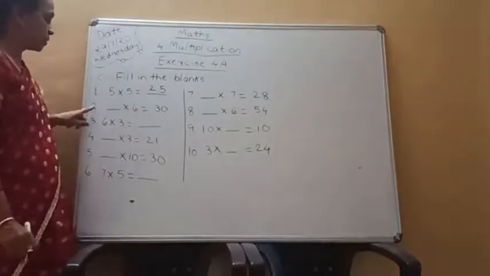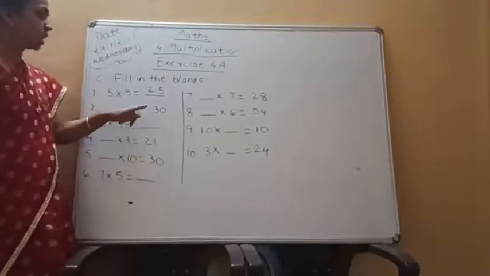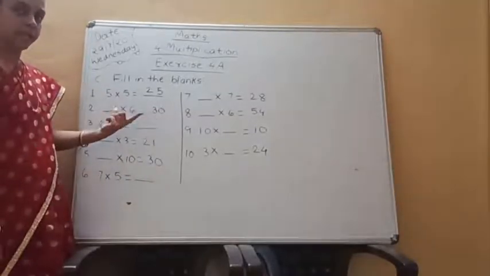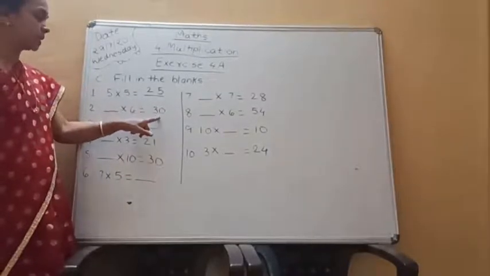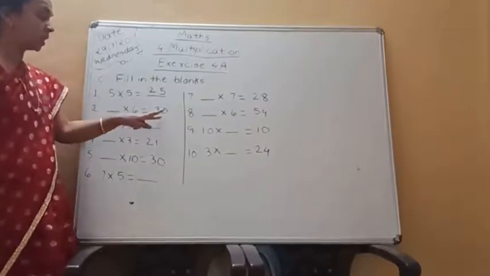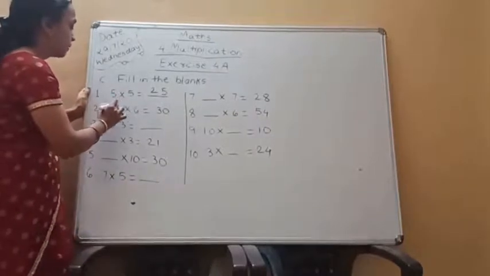Now see second question. Dash multiplied by 6 equal to 30. So in the table of 6, 30 number is there? Yes, in the table of 6, 30 number is there. 6 multiplied by which number we will get 30 number? 6 5s are 30. So you write down here 5.